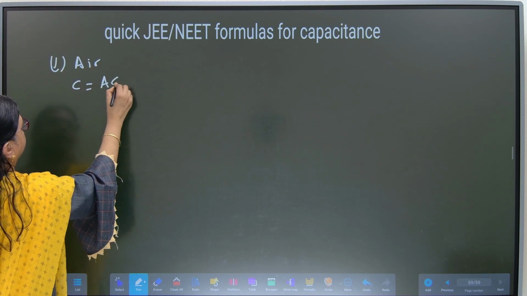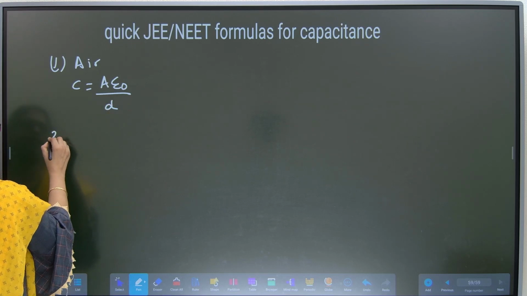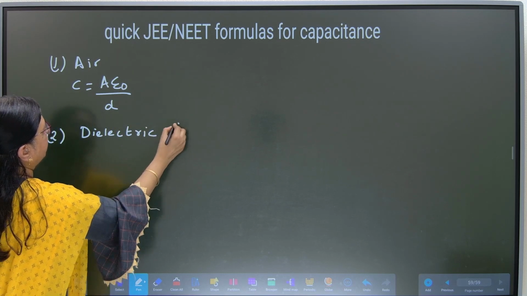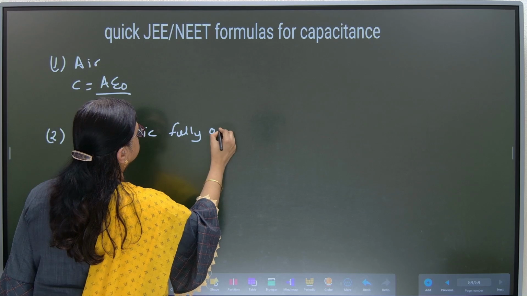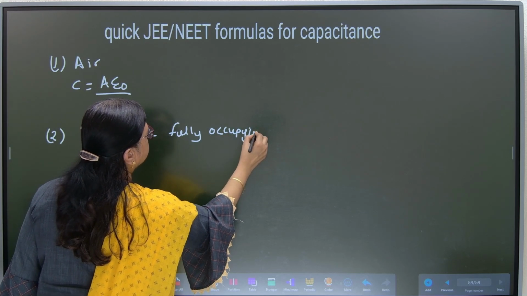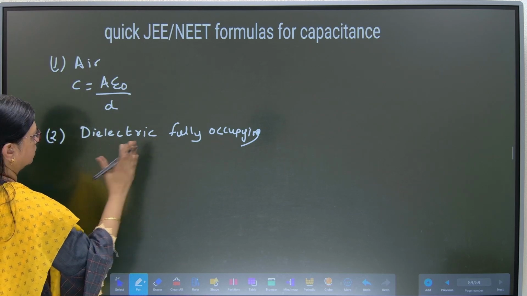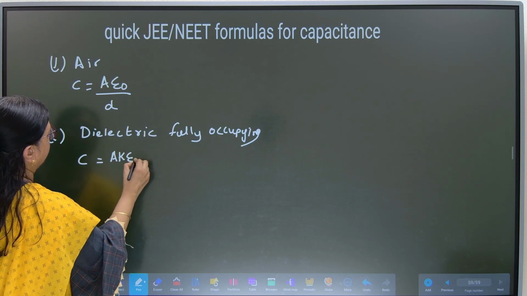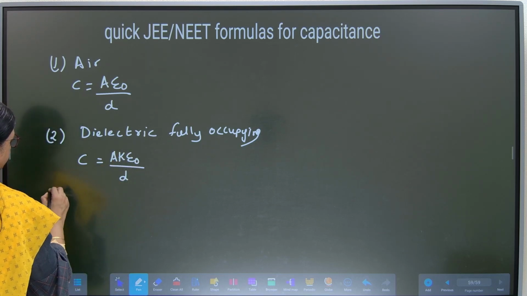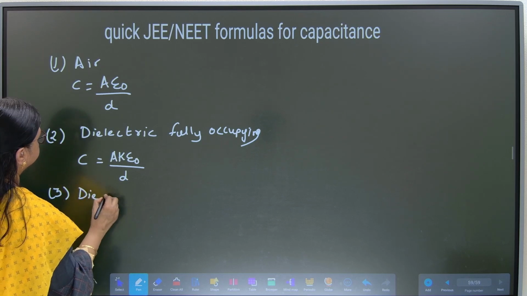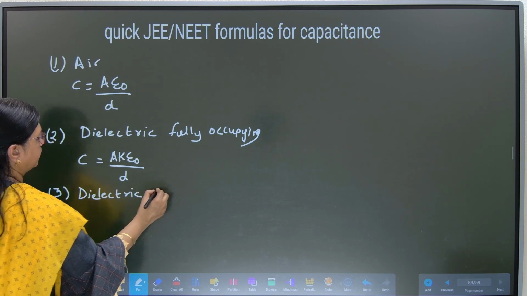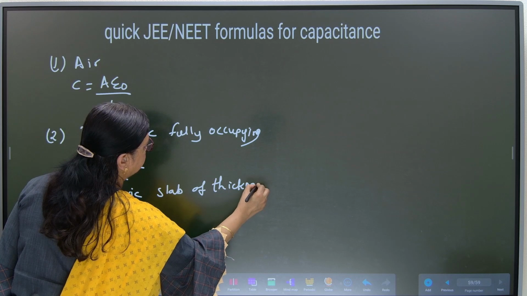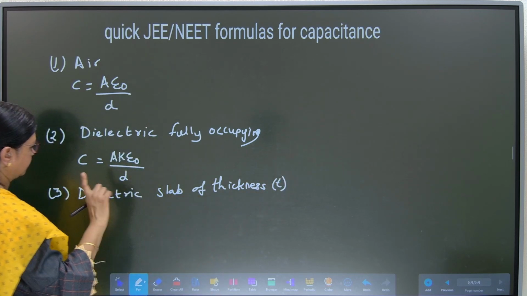First one, C is equal to A epsilon naught upon D. Second one, dielectric fully occupying the region between the plates of a capacitor: C is equal to A K epsilon naught upon D. Third one, dielectric slab of thickness T placed between the plates of a capacitor.